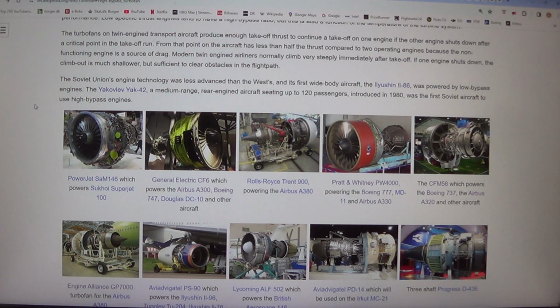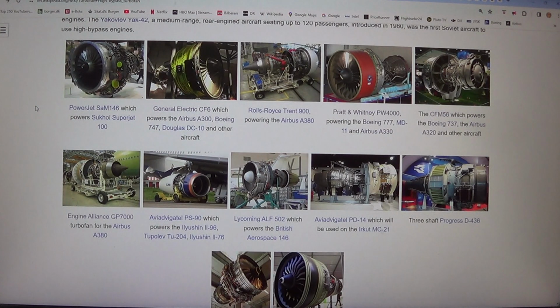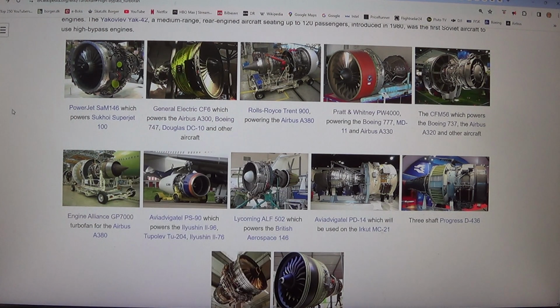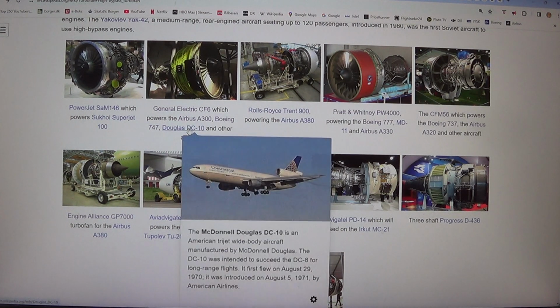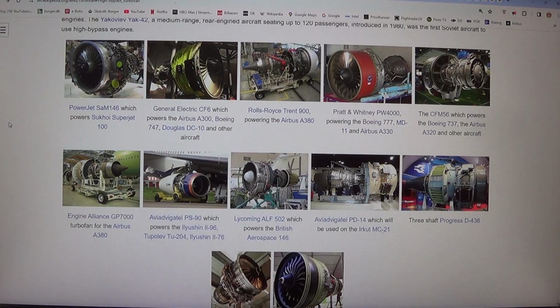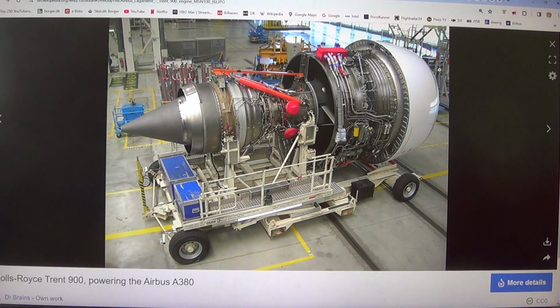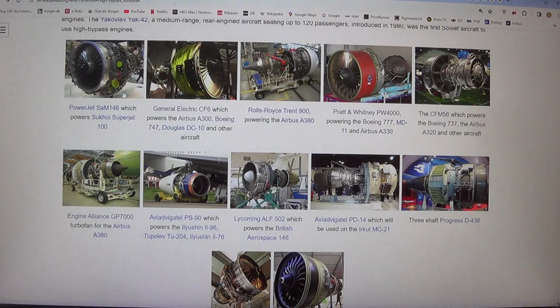1. Powerjet SaM146, which powers the Sukhoi Superjet 100. 2. General Electric CF6, which powers the Airbus A300, Boeing 747, Douglas DC-10 and other aircraft. 3. Rolls-Royce Trent 900, powering the Airbus A380. 4. Pratt & Whitney PW4000, powering the Boeing 777, MD-11 and Airbus A330.